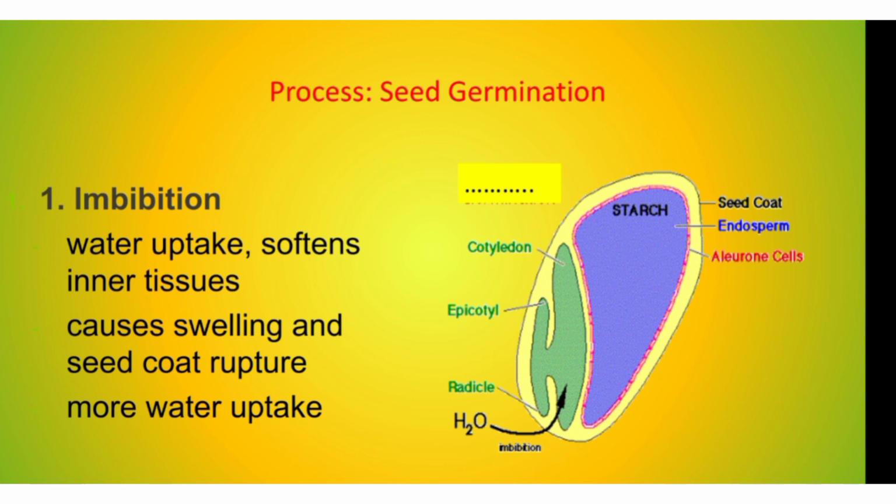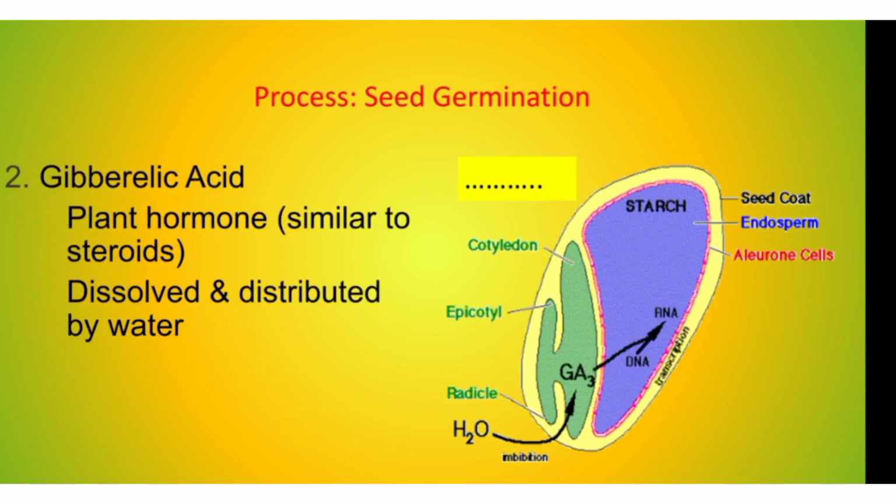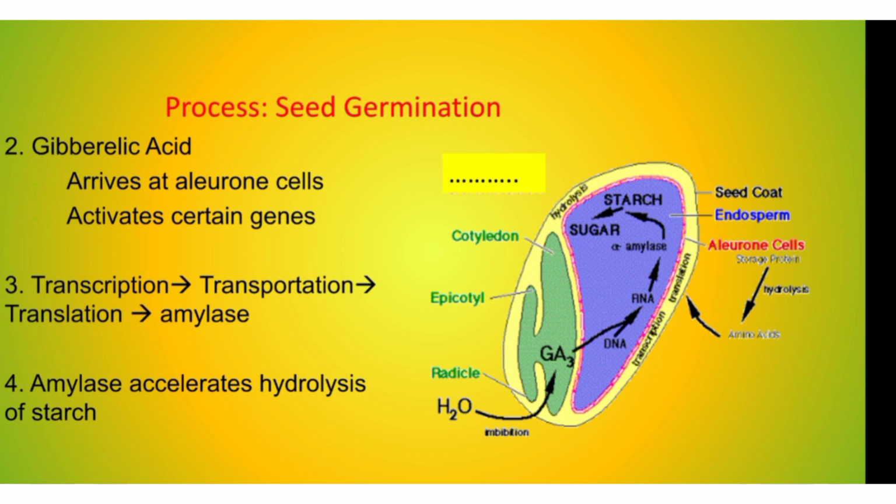So for the process of seed germination, again we have imbibition, as I mentioned earlier, with the same parts, and with the help of gibberellic acid, which is a plant hormone similar to steroids, which is dissolved and distributed by water. The gibberellic acid arrives at aleurone cells and activates certain genes.